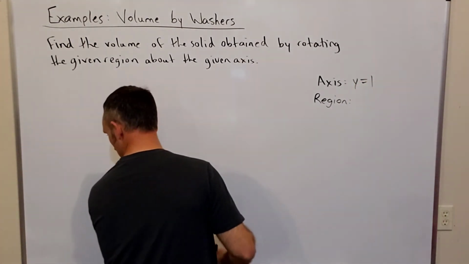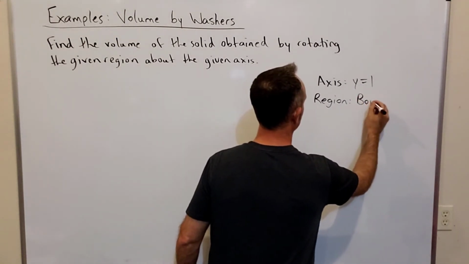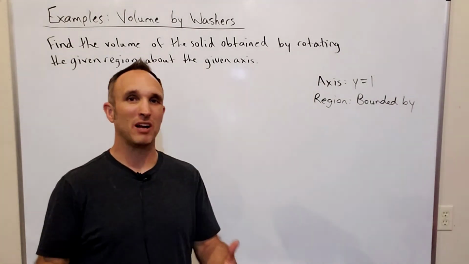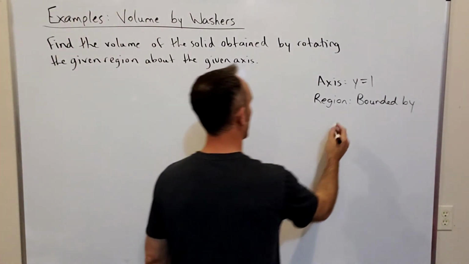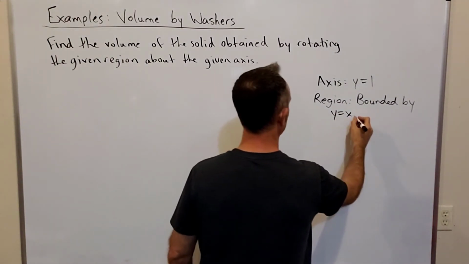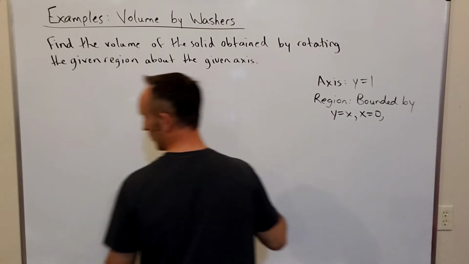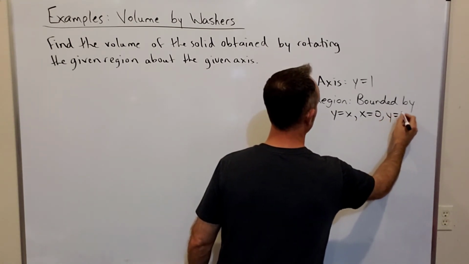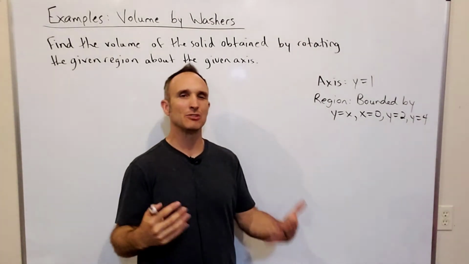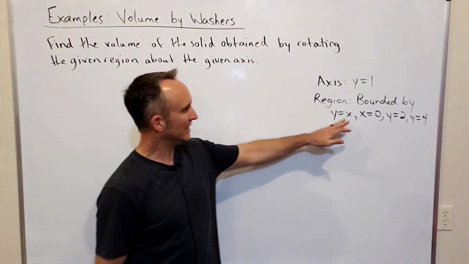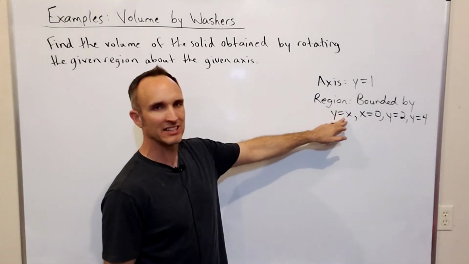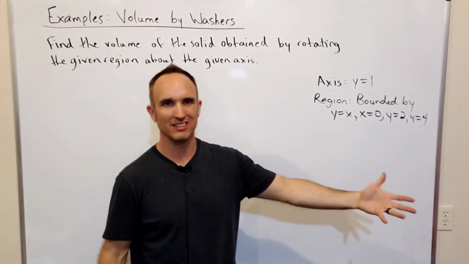The region that we're looking at is bounded, this time, by 4 lines. The first one is y equals x. Then we have x equals 0, we have y equals 2, and we have y equals 4. The good news is these are all simple straight lines, and intersection points are going to be very simple here because this is about the easiest slanted line to work with. The y and the x are exactly the same.